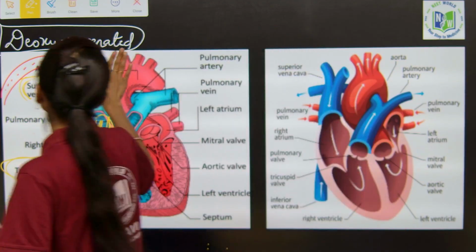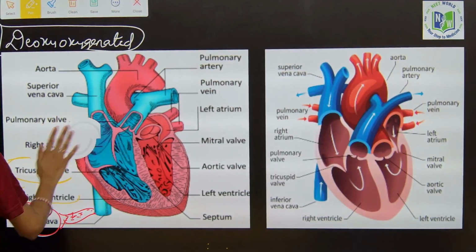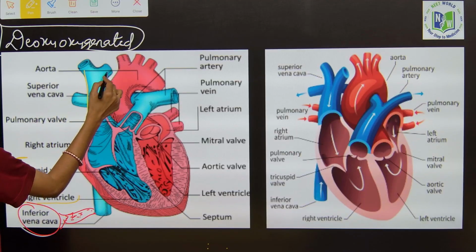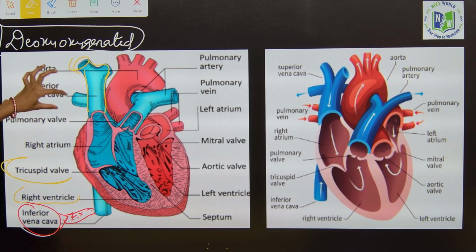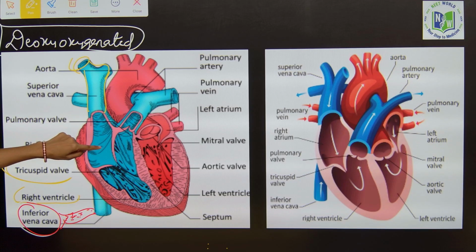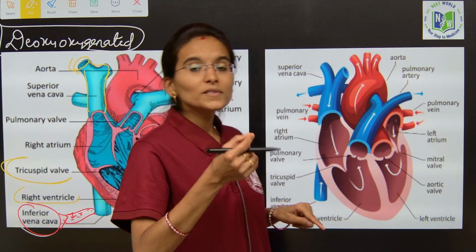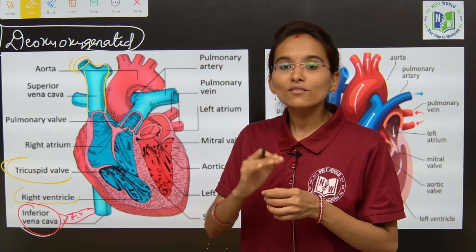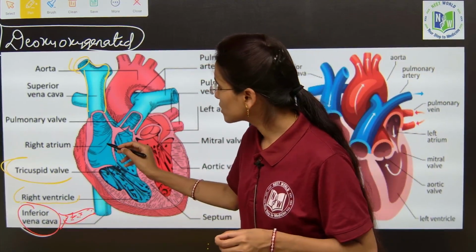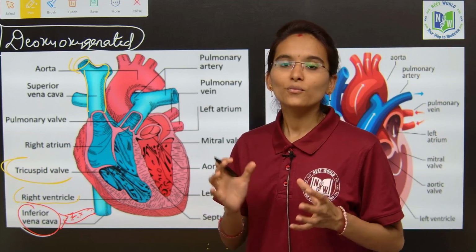This will be the superior vena cava, which will receive the blood from the upper portions, and the blood is deoxygenated. Can you see here? All the blue colored structures present here indicate that the blood is deoxygenated. From here it enters into the right atrium. At the right atrium the tricuspid valve is present, which opens. Whenever the tricuspid valve opens, the blood is going to enter into the right ventricle, my dear students.